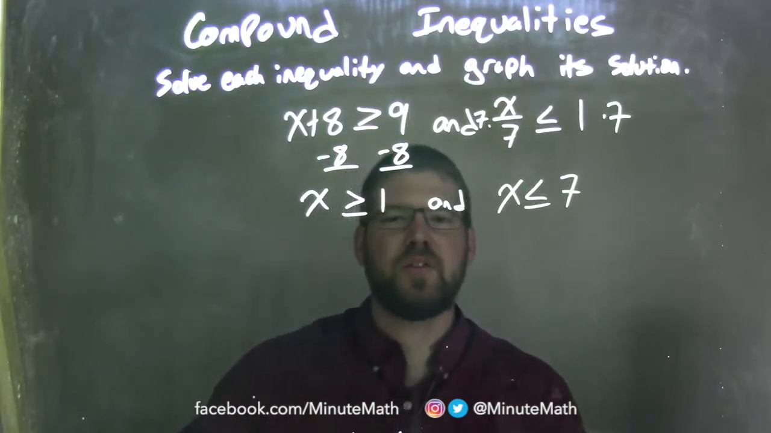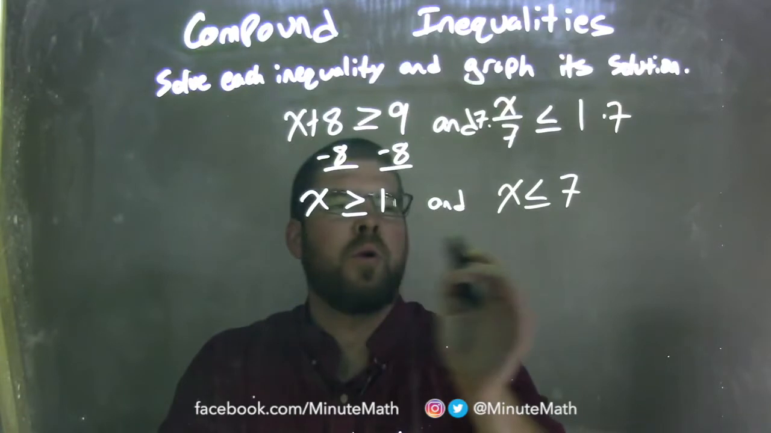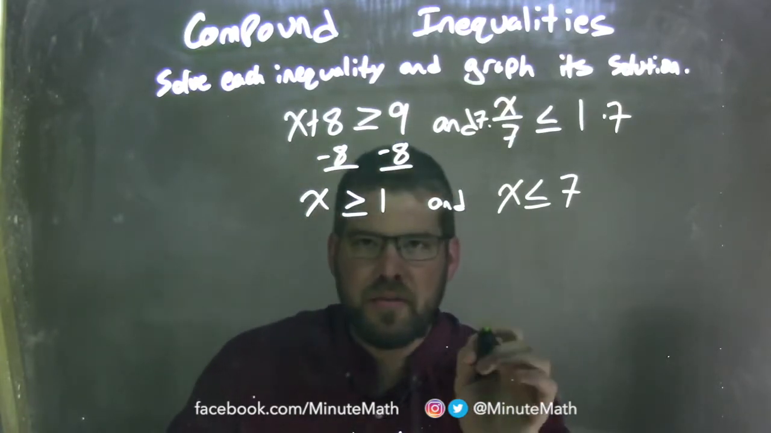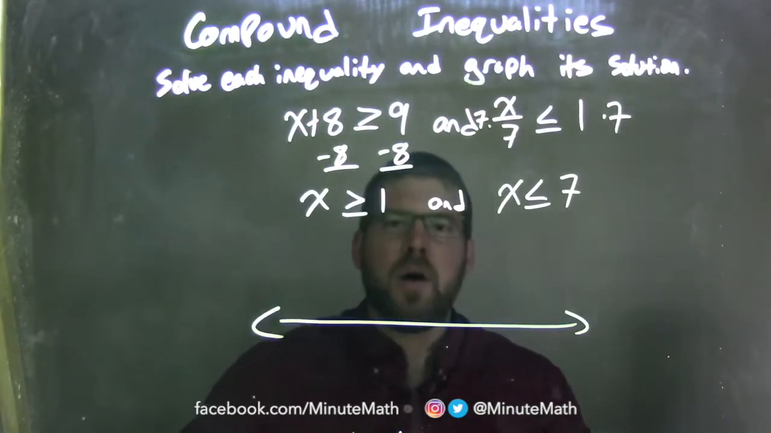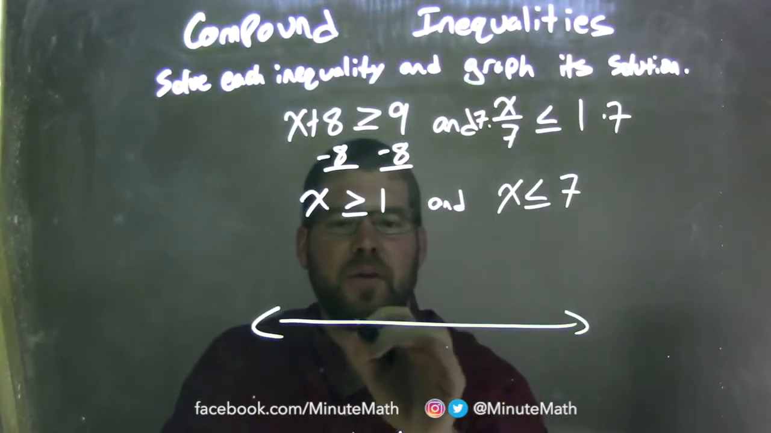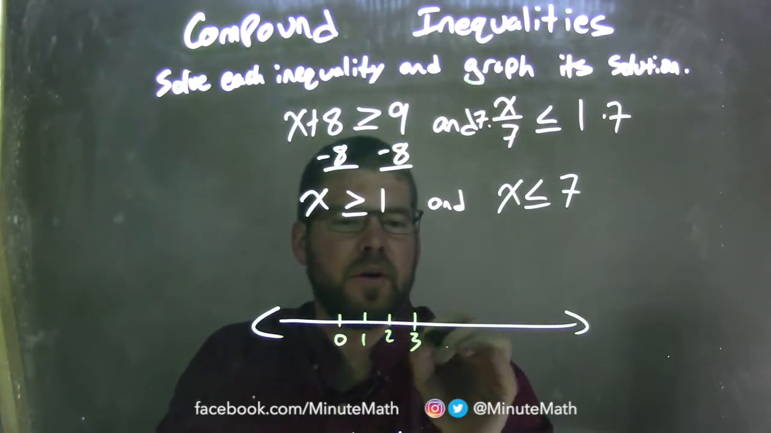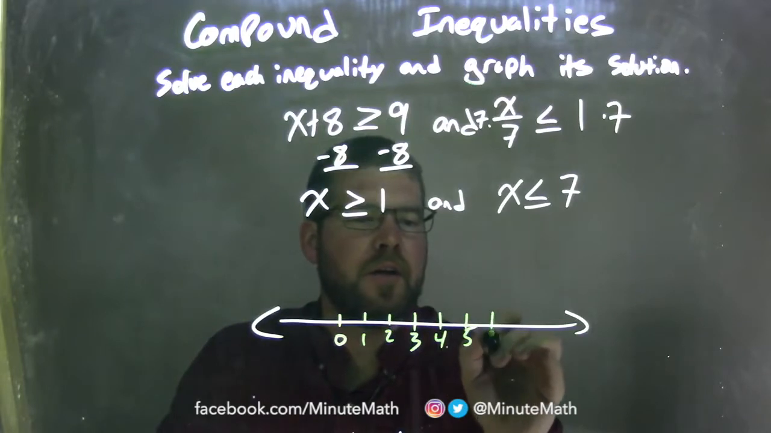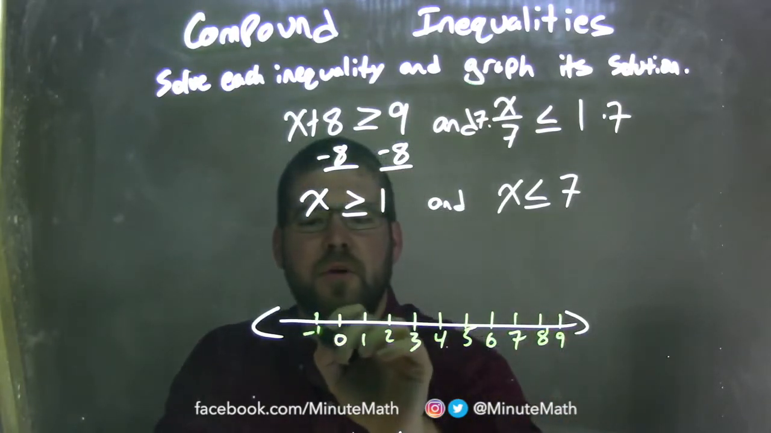So hopefully you can see this. We can see that there's going to be some overlap here where x is greater than or equal to 1 and x is less than or equal to 7. Okay? So let me graph that here. I'll put a 0 here. Let's go 1, 2, 3, 4, 5, 6, 7, 8, 9, -1, and -2.